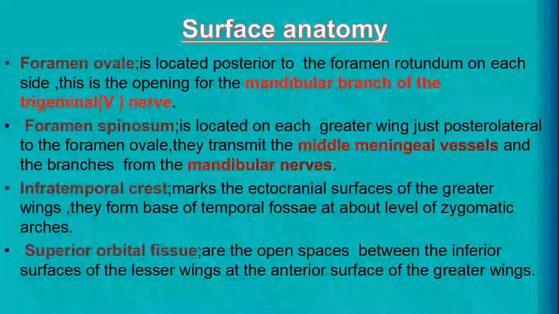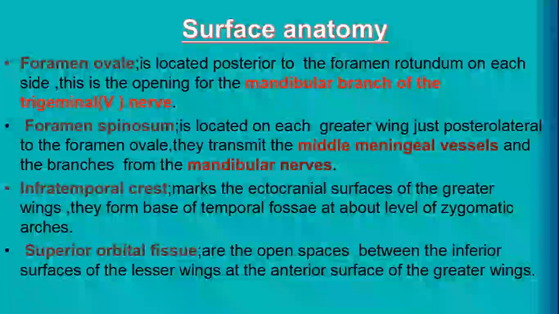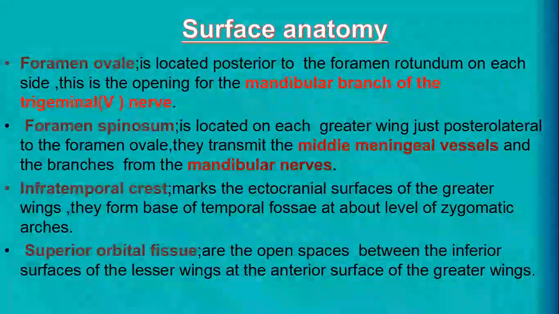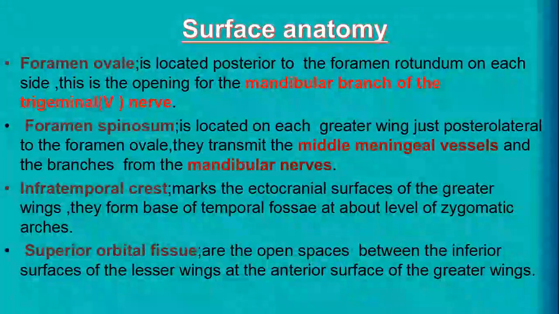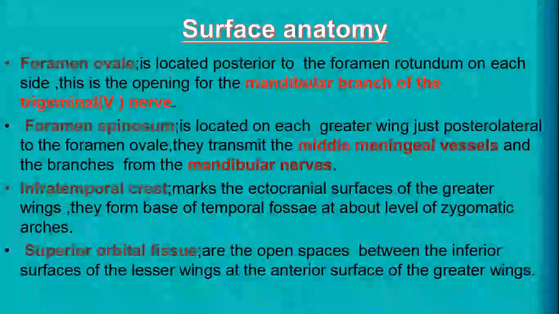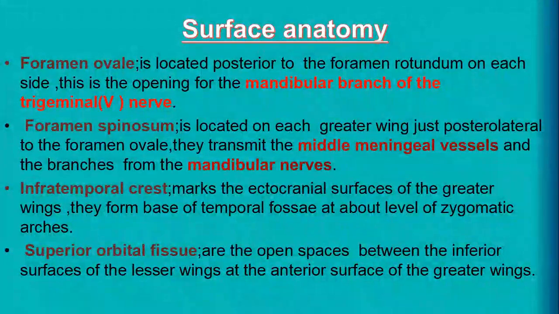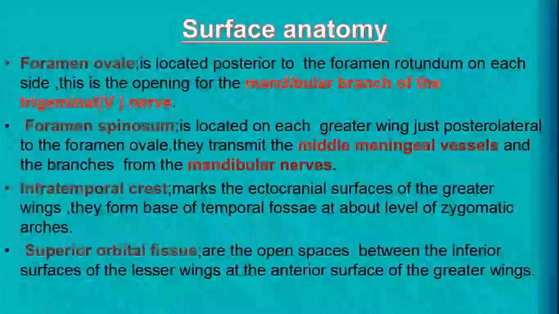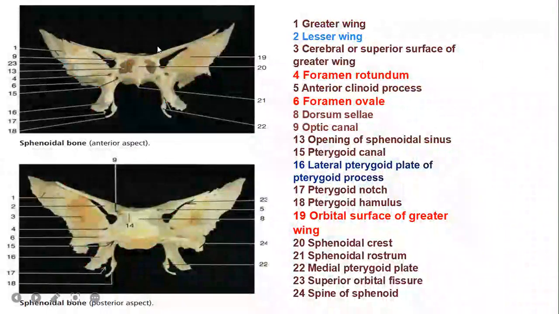Infratemporal crest marks the ectocranial surface of the greater wings, and they form the base of the temporal fossa at about the level of the zygomatic arches. Then we have the superior orbital fissures, and these are the opening spaces between the inferior surface of the lesser wings and the anterior surface of the greater wing. So the lesser wing is definitely seen, and without even referring to the numbers, this is the lesser wing, and the greater wing is labeled right here.